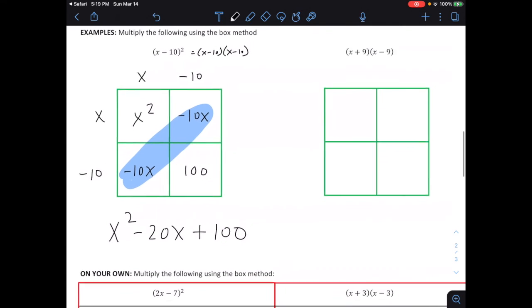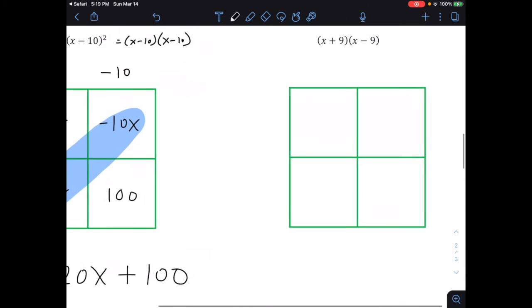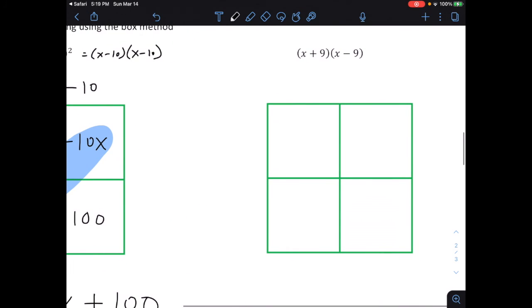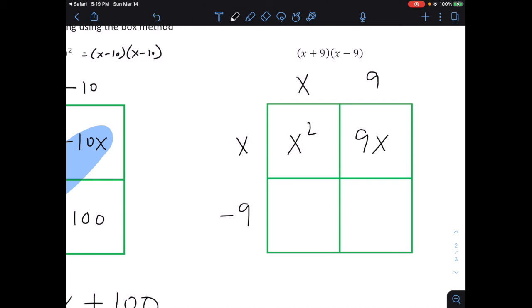All right, the last special case is when we have 2 binomials that almost look identical, except one is positive and the other one is negative. So I'm going to put the positive one on top and the negative one down the side. And something unique happens with this one. We still get x squared here. We get 9x here, but we get negative 9x down here and negative 81 here.